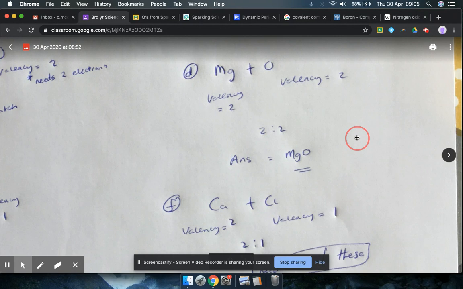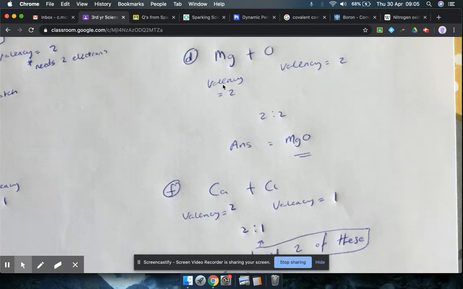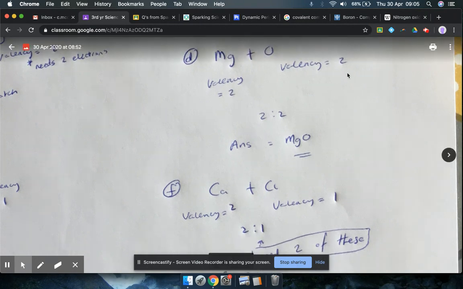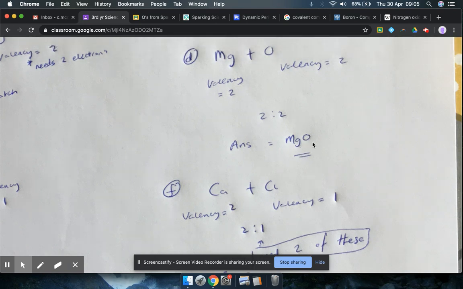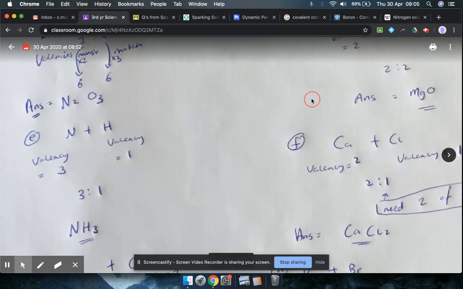Right, Mg plus O. Again we can see the valencies straight away are even, so we have 2:2, and we can bond them straight away. MgO is the answer there, and the ratio would be 1:1. This represents the valency ratio, but the actual final answer ratio you're supposed to give is the number of atoms in the compound. So 1 magnesium to 1 oxygen.